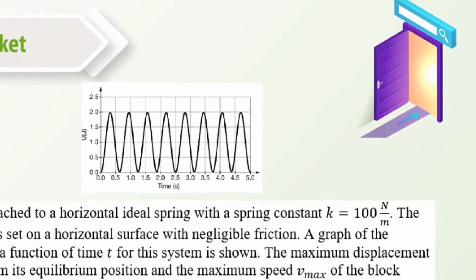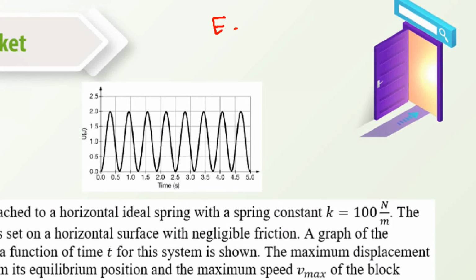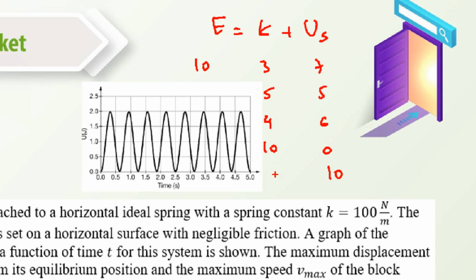So let's recall that the energy of the oscillator is given by E equals K plus the elastic potential energy. Now we know that if there is no friction, as stated here, this is conserved. Then there is a continuous internal exchange from K to U_s. So if this is 3, that would be 7 if the total is 10. If this is 5, that would be 5. If this is 4, that would be 6, and so on. And more importantly, if this is 10, that would be 0.